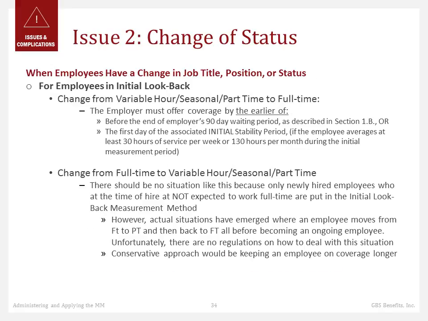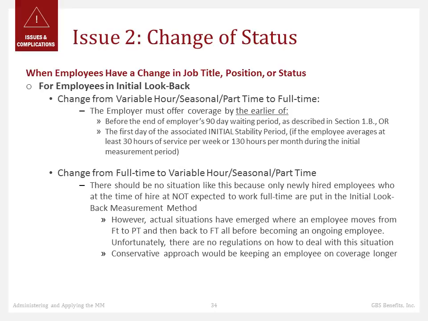So once you've defined in your measurement method policy your actual definition of change of status, this is how the rules will apply. You've got 4 different situations. You've got 2 situations for the initial look back and 2 situations for the standard. This first slide is for initial and the slide after is for standard. So for initial, for employees who at the time there is a change in status, they are in the initial look back. The change is from a variable hour seasonal part-time employee to a full-time employee.